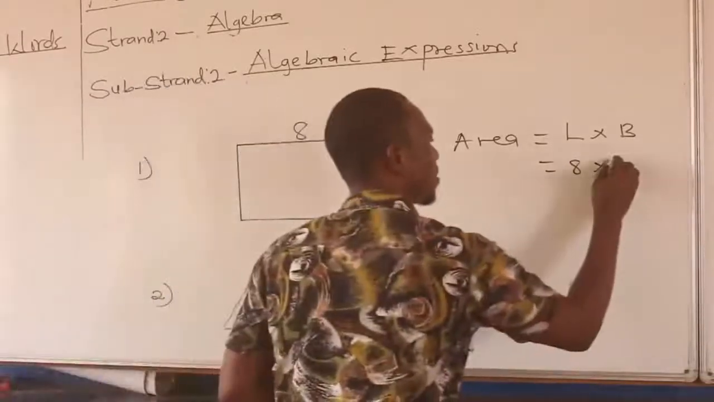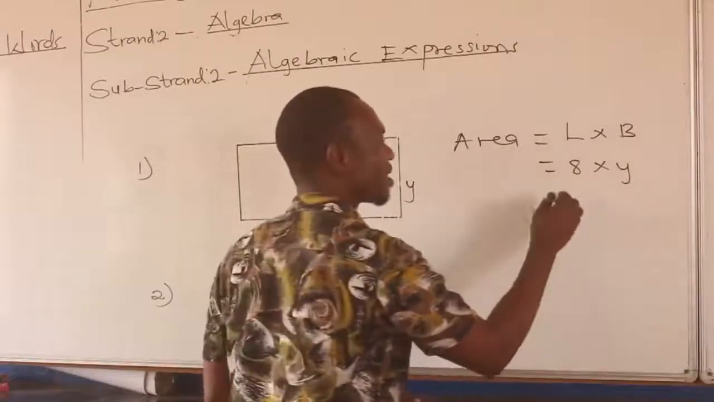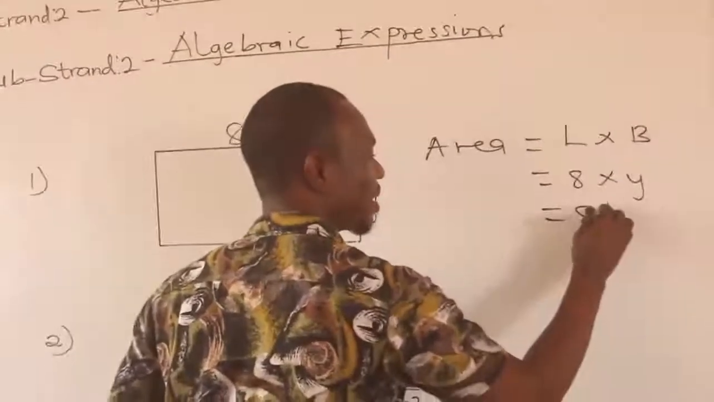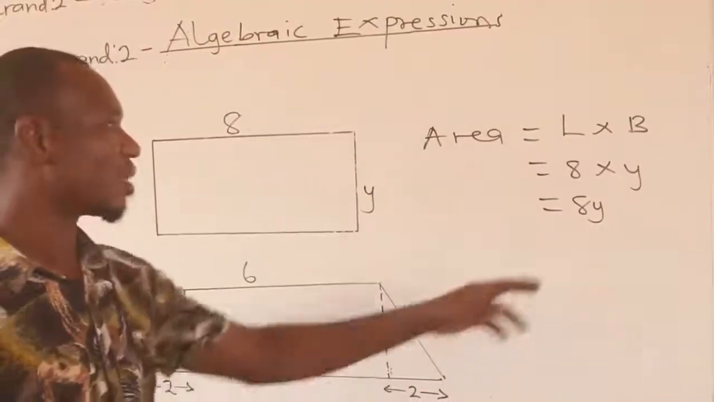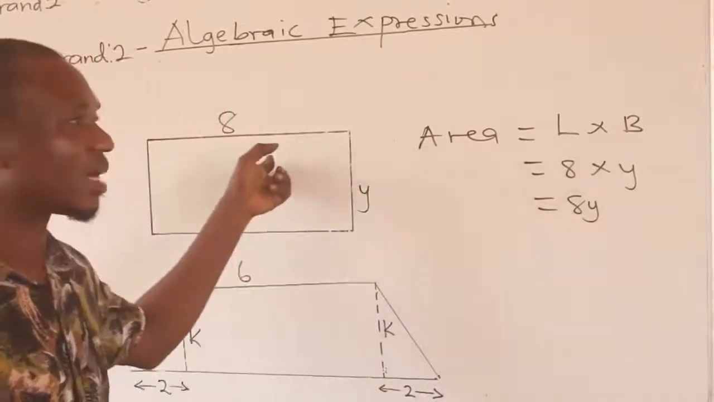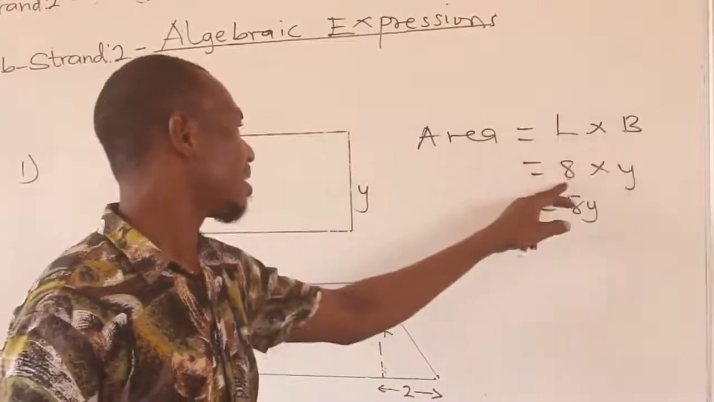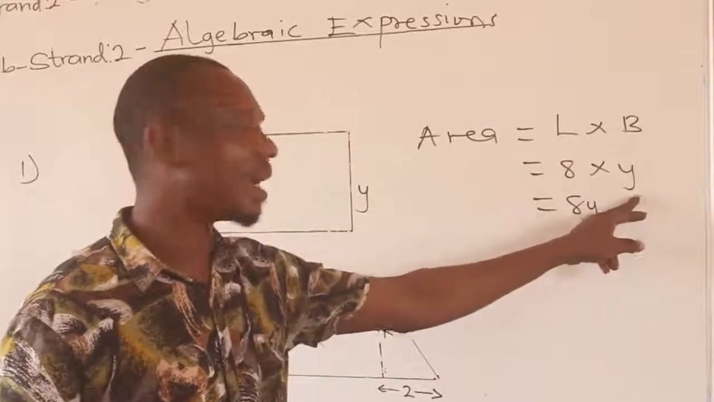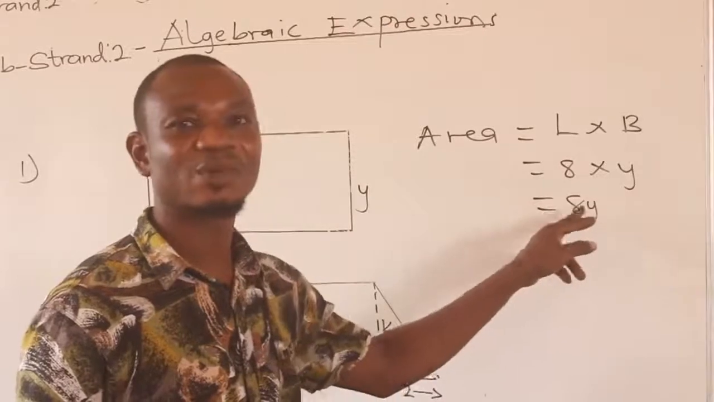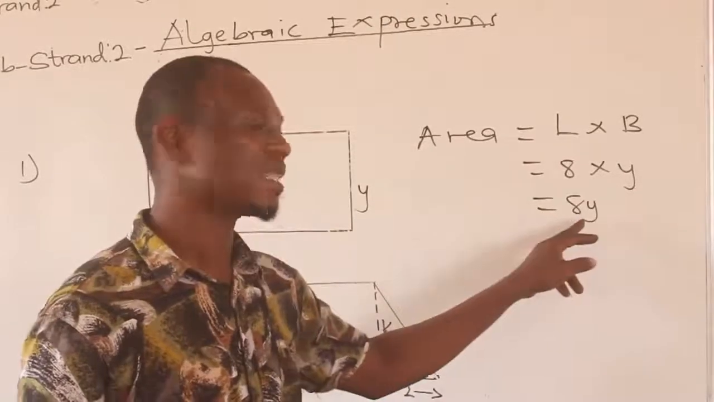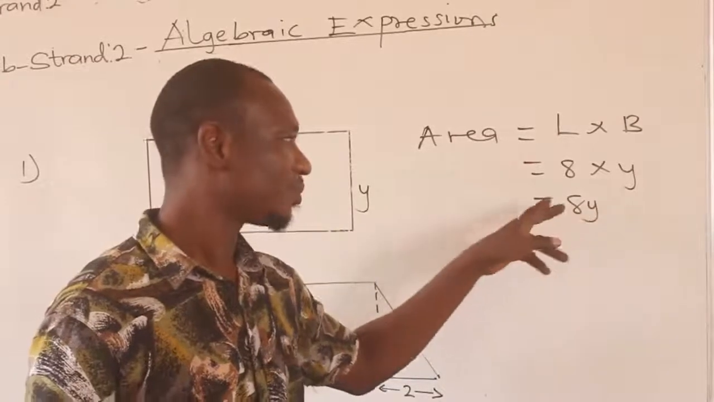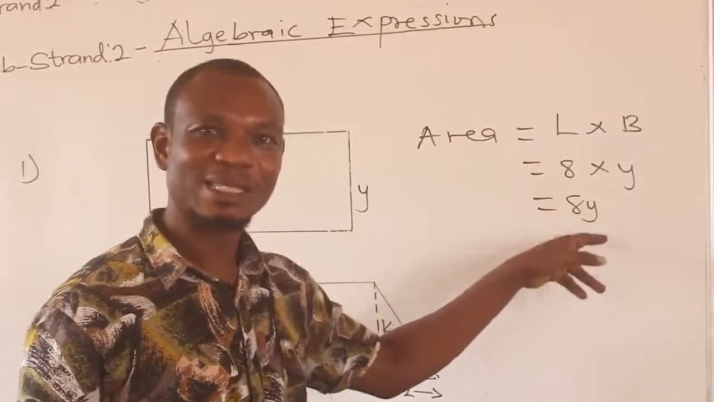So it means that the algebraic expression for the area is 8 times y. And we know 8 times y is equal to 8y. So this is the algebraic expression for the area of the first figure, which is the rectangle. Length and breadth. The length was 8, the breadth was y. And we know that if you multiply a number by an alphabet, it is the number with the alphabet. So the algebraic expression is 8y. Is that clear? This one is a number multiplying an alphabet.